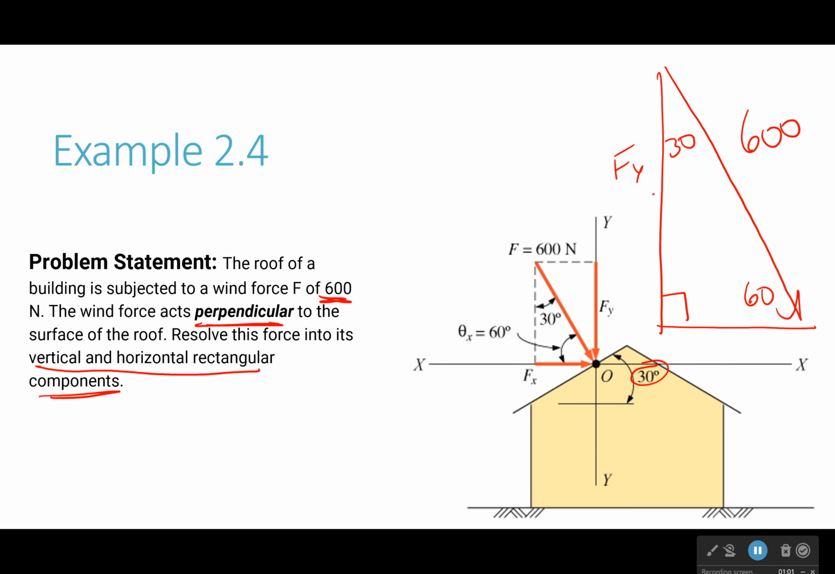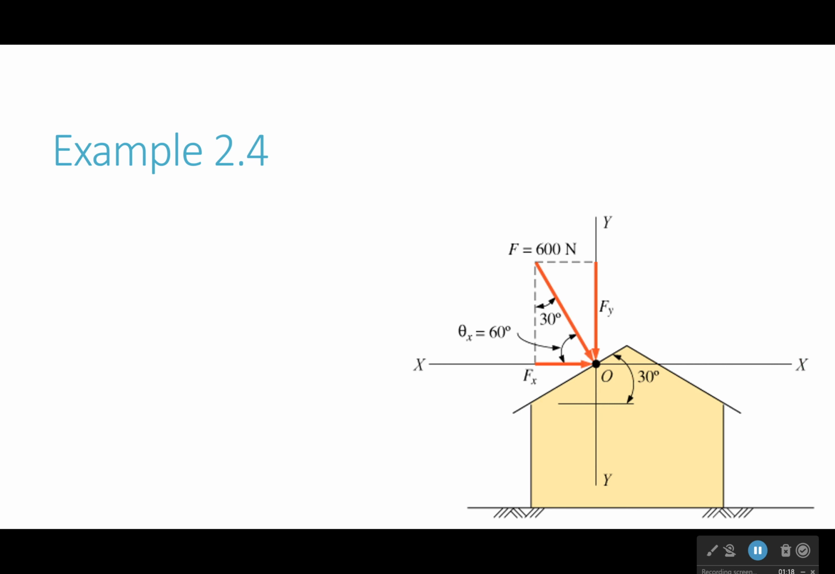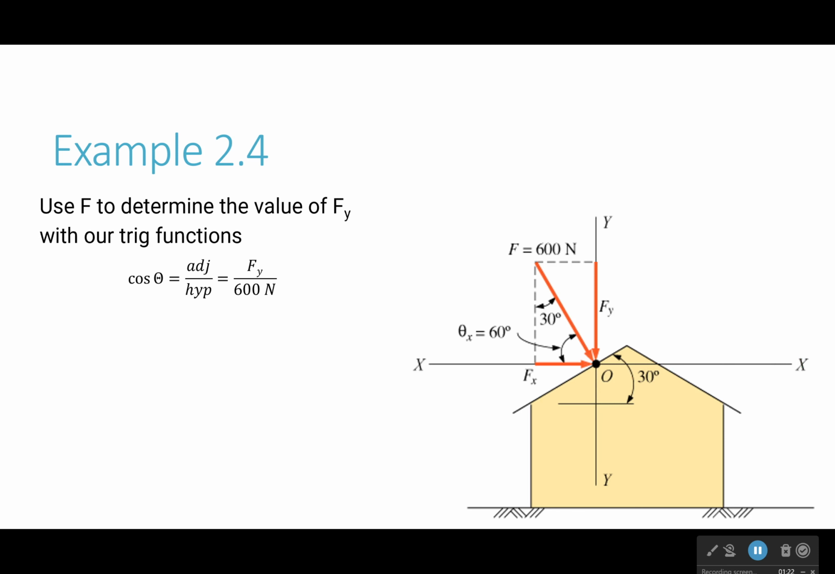I'll name these sides. That's Fy, that's Fx. This one is the opposite side from 30, or the adjacent side to 60. Another one is the adjacent side to 30, or the opposite side from 60. Depending which angle you choose, it'll just change how you solve the problem. So we're going to use F to determine the value of Fy.